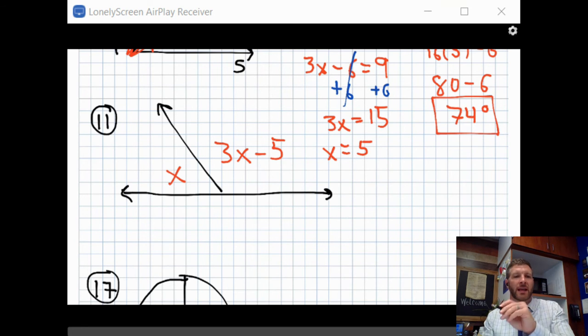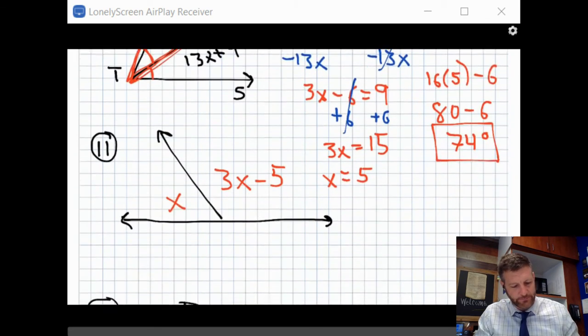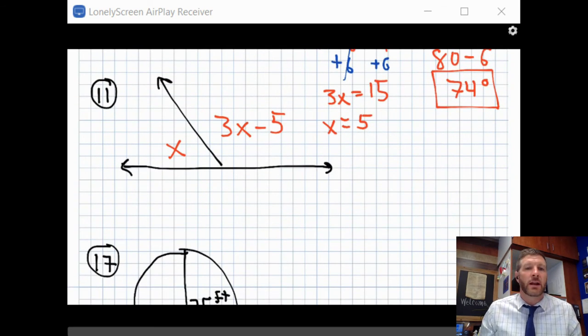Now let me relate the other one in terms of x, how much bigger or smaller or different it is. Because once I have this, I'm doing a problem just like number 10 or number 5. I have two expressions. I need to write an equation. How do these two things relate? Well, key vocabulary, they're supplementary.